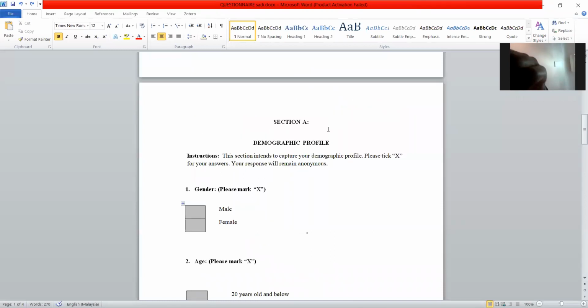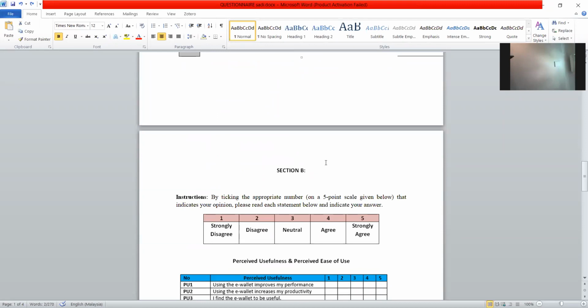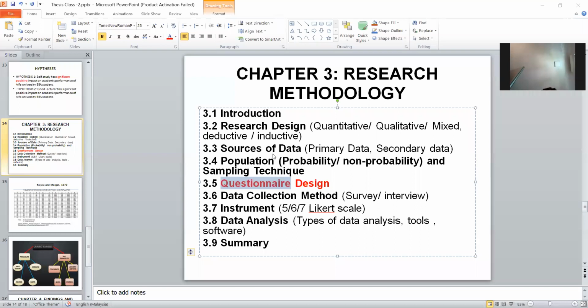Okay. Section A is the demographic. Section B is your variable-related questions. So that is the questionnaire part done. We have already completed our questionnaire design.